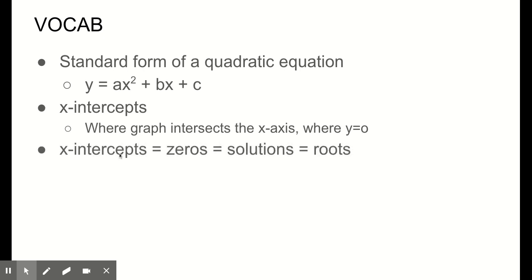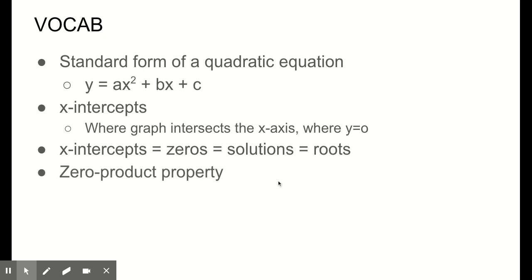Our x-intercepts are also going to be referred to as zeros, solutions, and roots. We refer to them as zeros because this is where y equals 0. We refer to them as solutions because we're solving the equation for x. You know that they are x-intercepts, and then we're going to get to roots in our next lesson. But I want you guys to be aware that all 4 of these words are referring to solving for the x values.